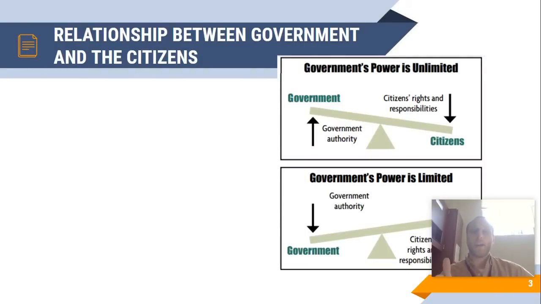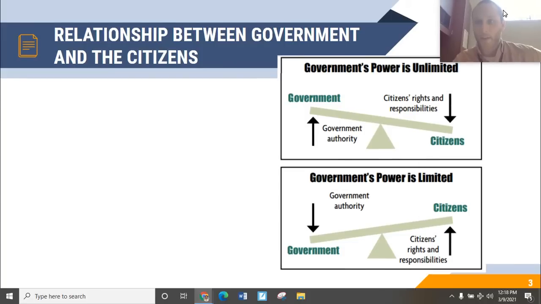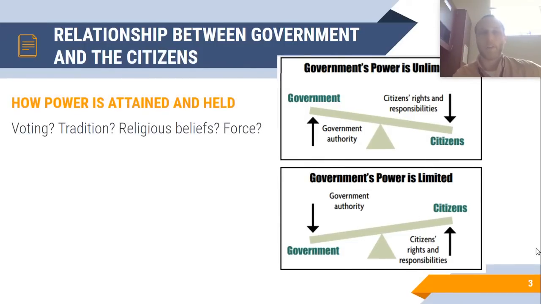So when we're looking at government, there's usually some type of relationship between how much power the government has and how much power the citizens have. So I'm going to try to move myself out of the way here so that you can see everything okay, right? So the first major point here is, how is power attained and held? So do people vote for the leader? Do they have a traditional way of selecting their leader? Are the leaders picked through religion? Are they forced? Are they forcing their way in? Right? There are a lot of different situations in which power can be obtained, and it depends on which type of government we're talking about.